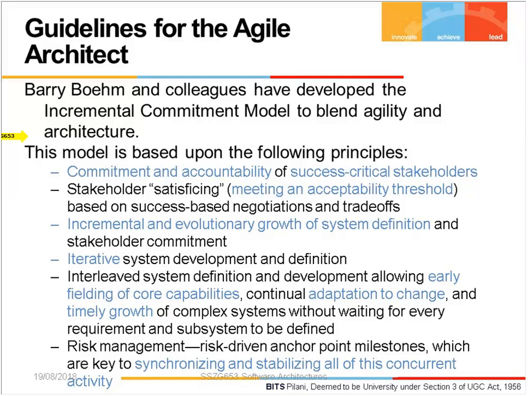How to blend about it. Commitment and accountability. The stakeholders should be critical about success. You have to meet thresholds, agree on thresholds. You develop your system in an evolutionary manner, in increments. You have iterative developments. Most of our agile processes are iterative in nature. Core capabilities should be fielded first, so that you can adapt to changes and you grow in a gradual manner.